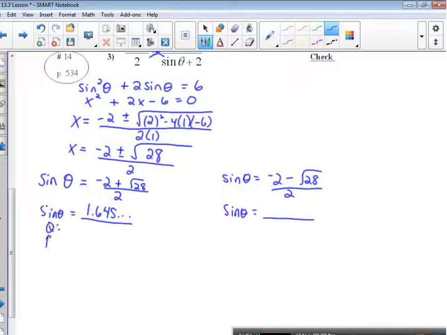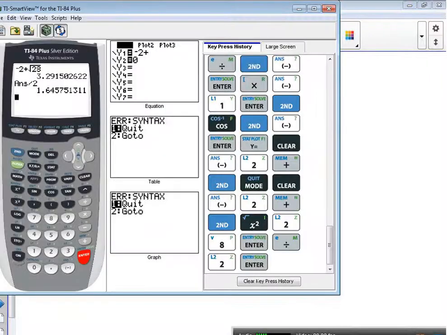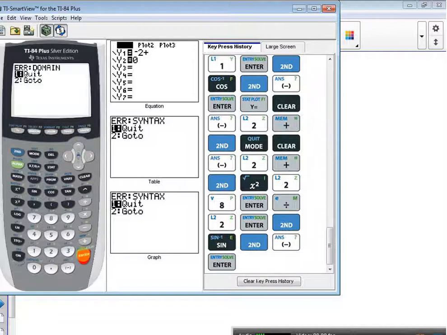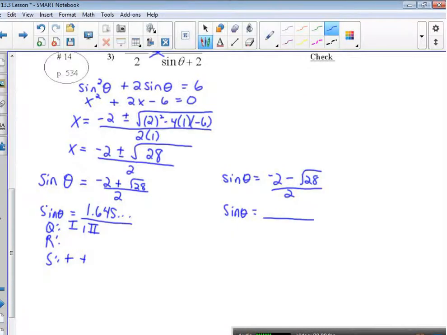So Q, R, S, quadrants 1 and 2, that's where it's positive. Sine, let's get the reference angle. So we're going to do second sine, second ans. But you should notice I'm going above 1. Remember the range for sine and cosine is negative 1 to 1. So, says error quit, that doesn't mean you've done anything wrong. It's just that this does not have an intersection with the x-axis. So this whole side is shut down, there is no answer. So that's nice, and we just go to the right-hand side.